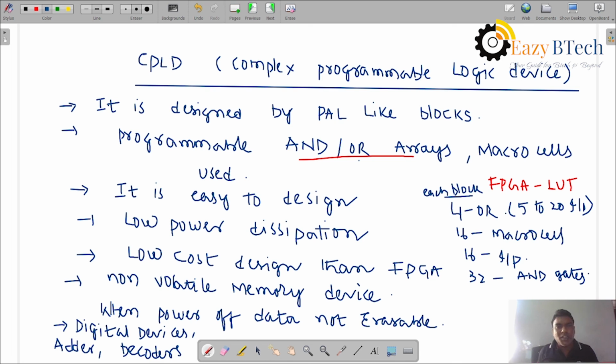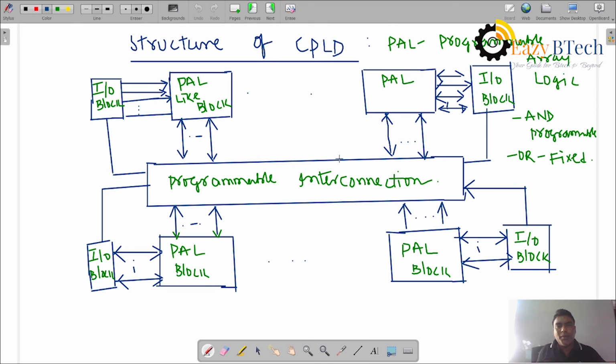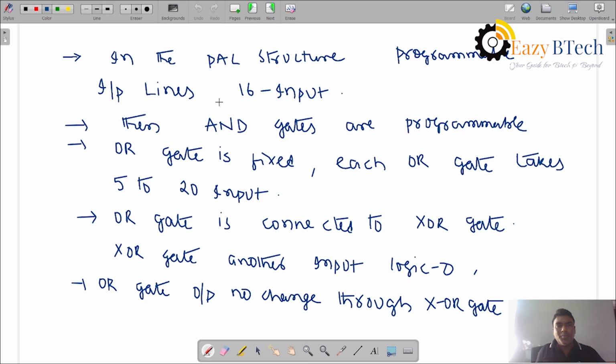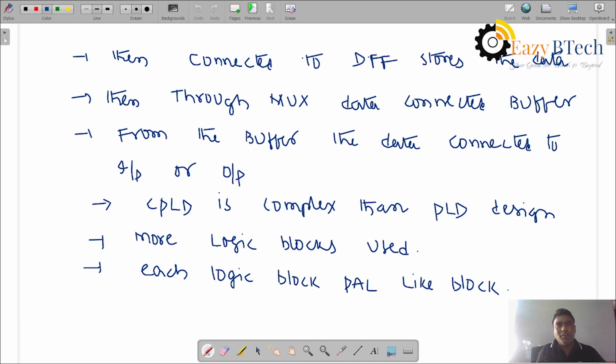It may be asked in the external examination. You can write about complex programmable logic devices, and you can draw the PAL-like blocks, interconnections and input-output blocks, and draw the structure. Each PAL block has AND gates, OR gates, XOR gates, a D flip-flop, a multiplexer and a buffer. It takes the inputs to the AND gates, OR gates, followed by XOR gates and the D flip-flop.